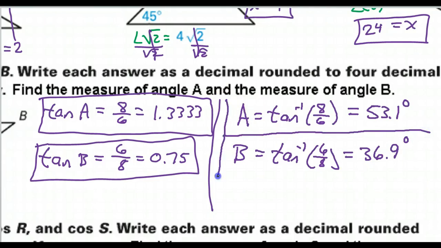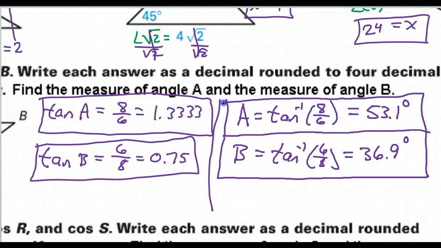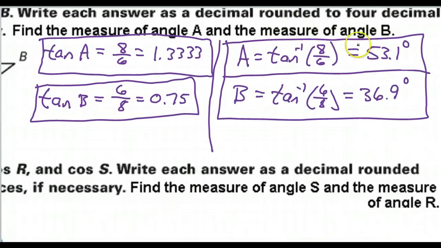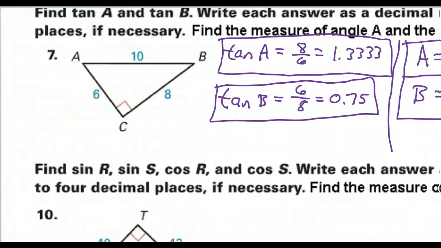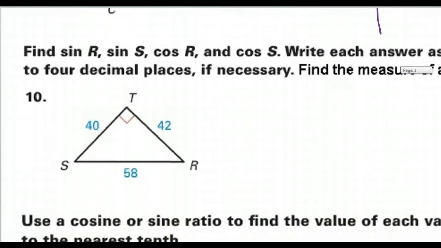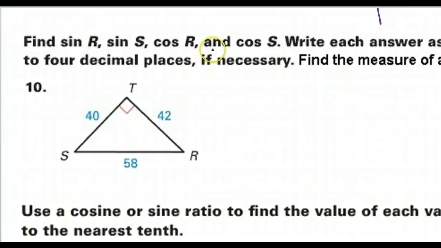So that is what you do when I ask you to find the measure of the angle. And only when I ask you to find the measure of the angle are you going to do that. If I just say find the tangent, stop here like I did on the left. Okay, find the sine of R, the sine of S, cosine of R, and the cosine of S.